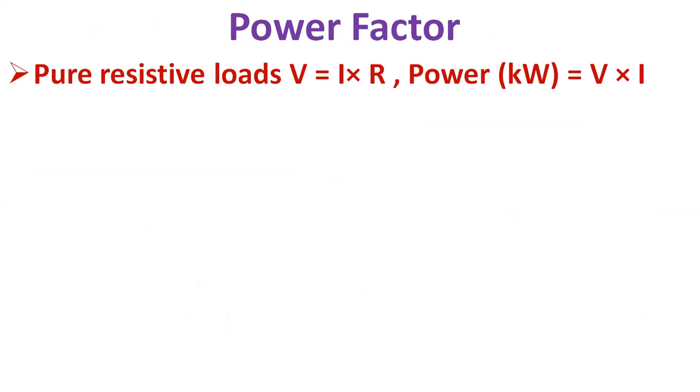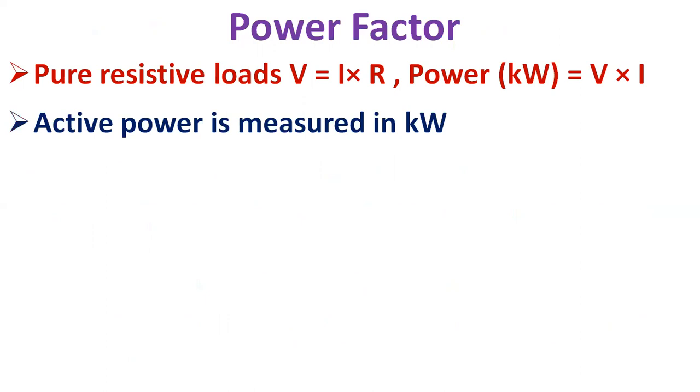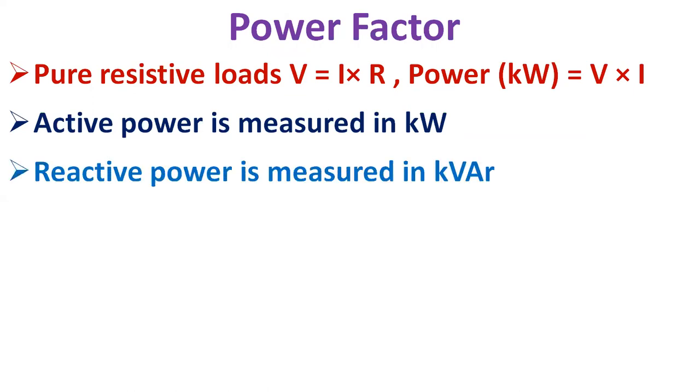In case of pure resistive loads, the voltage, current, and resistance relations are linearly related. That is, V is equal to I into R, and power in kilowatt is equal to V into I. Active power is measured in kilowatt. Reactive power is measured in kVAR, kilovolt ampere reactive.